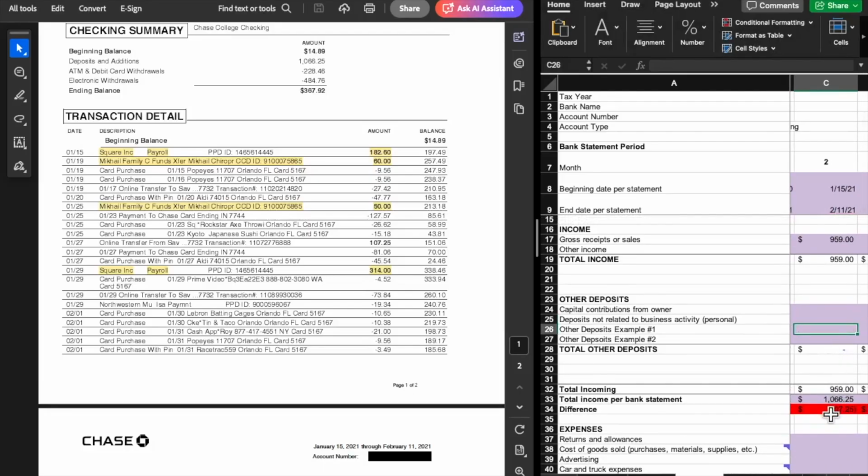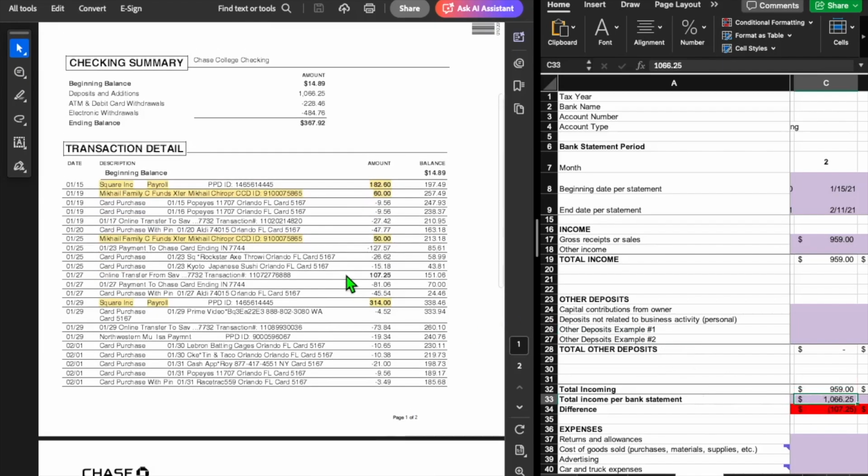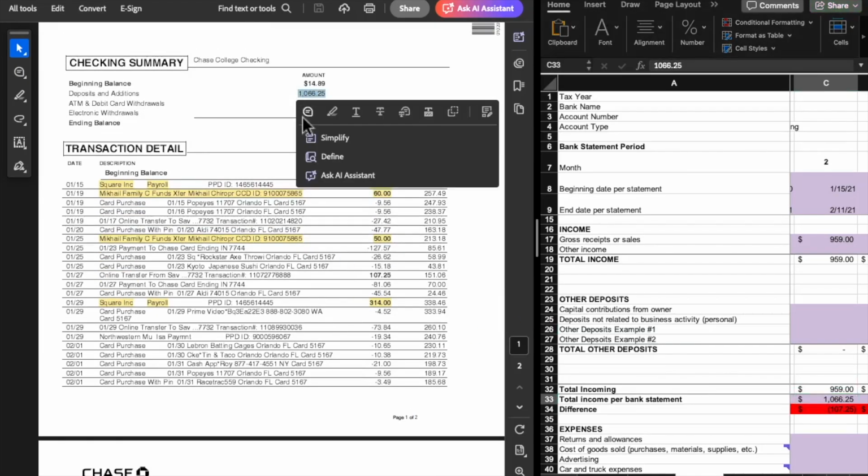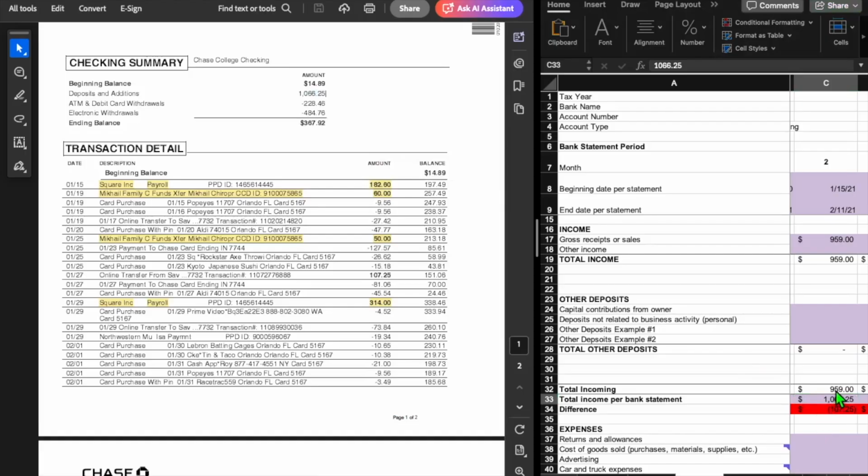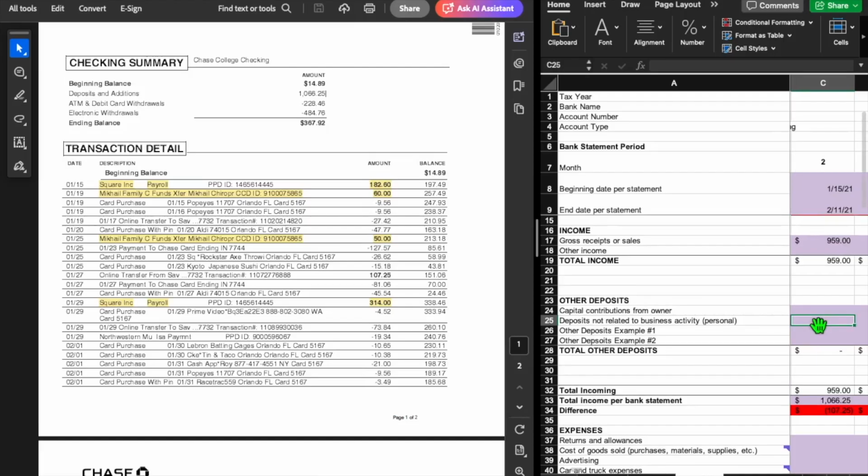put nothing here, and whatever the difference is per the total incoming per your bank statement, which is the number they give us here, the difference between that number and the one that we're calculating is going to be our personal incoming items. All these personal, non-business related things aren't going to be reported on your tax return.